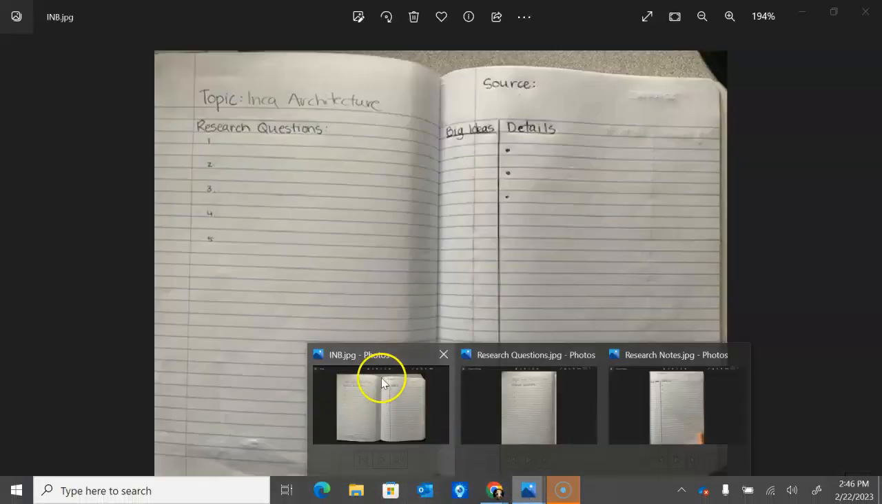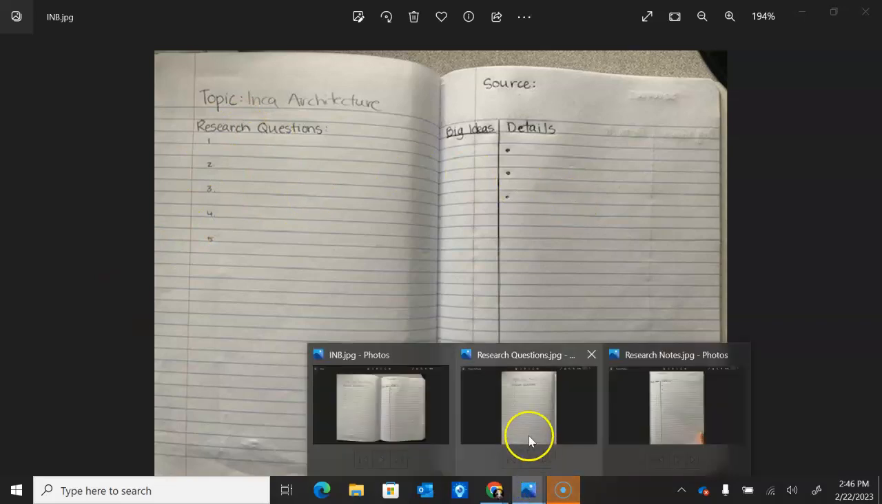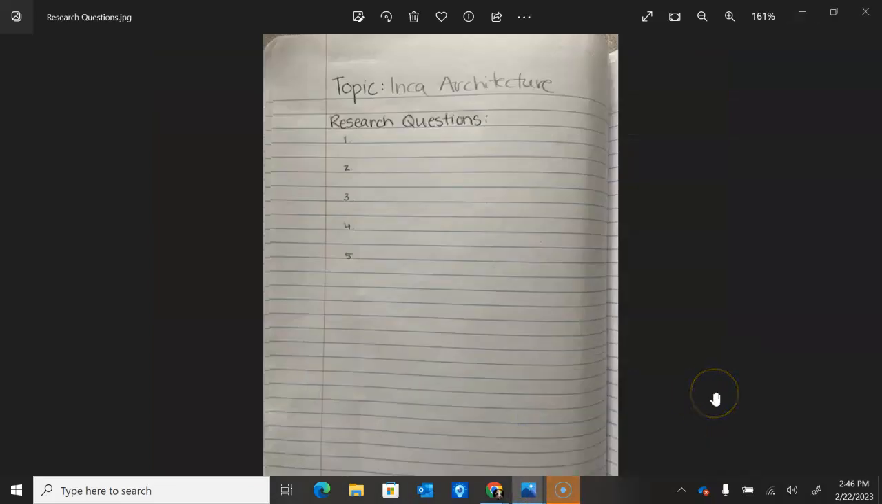And you're going to be setting up your notebook in a 2-page spread like this. You'll want to flip to the next 2 empty pages. On the left, you're going to put your research questions. On the right, you'll start your actual research. So for this video, we're just focusing on the research questions.